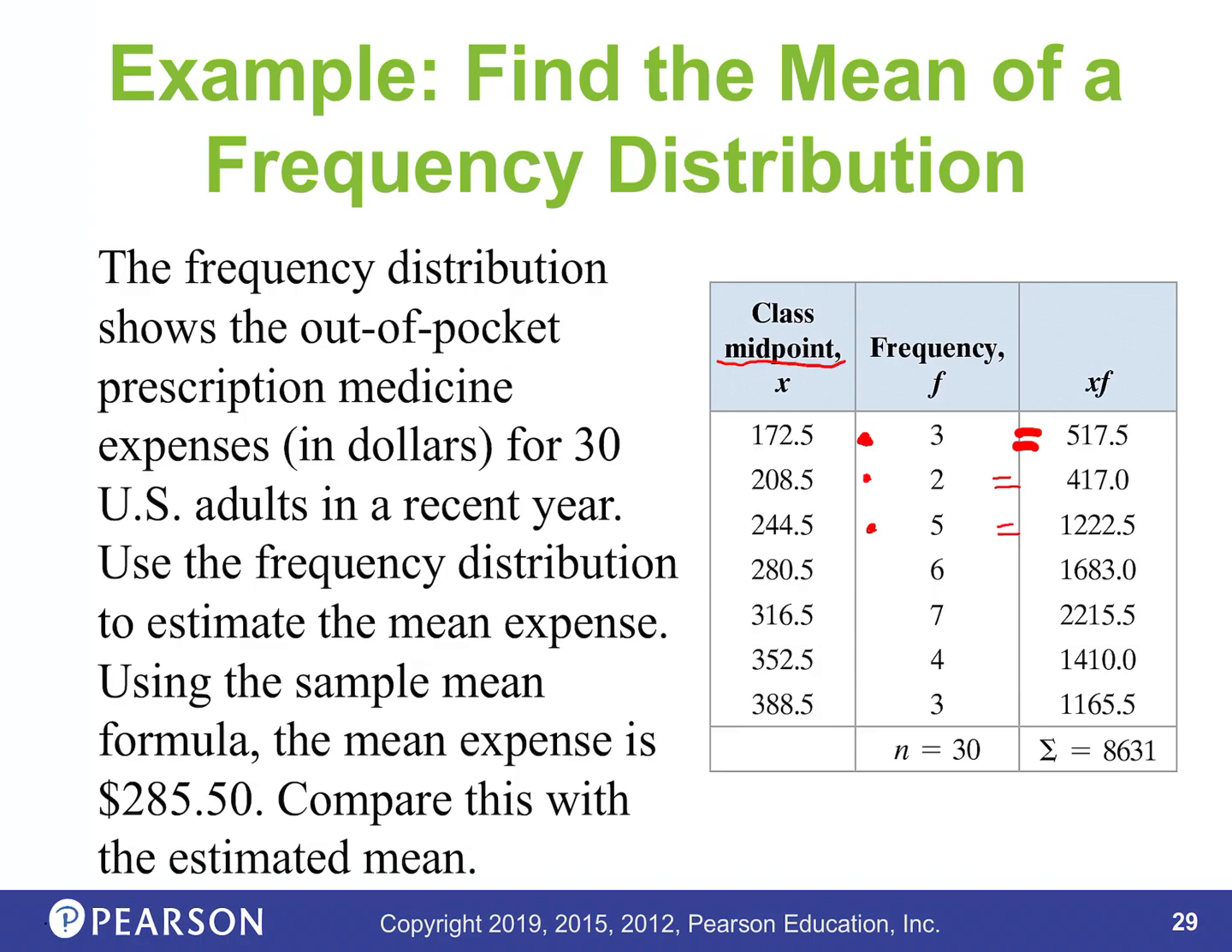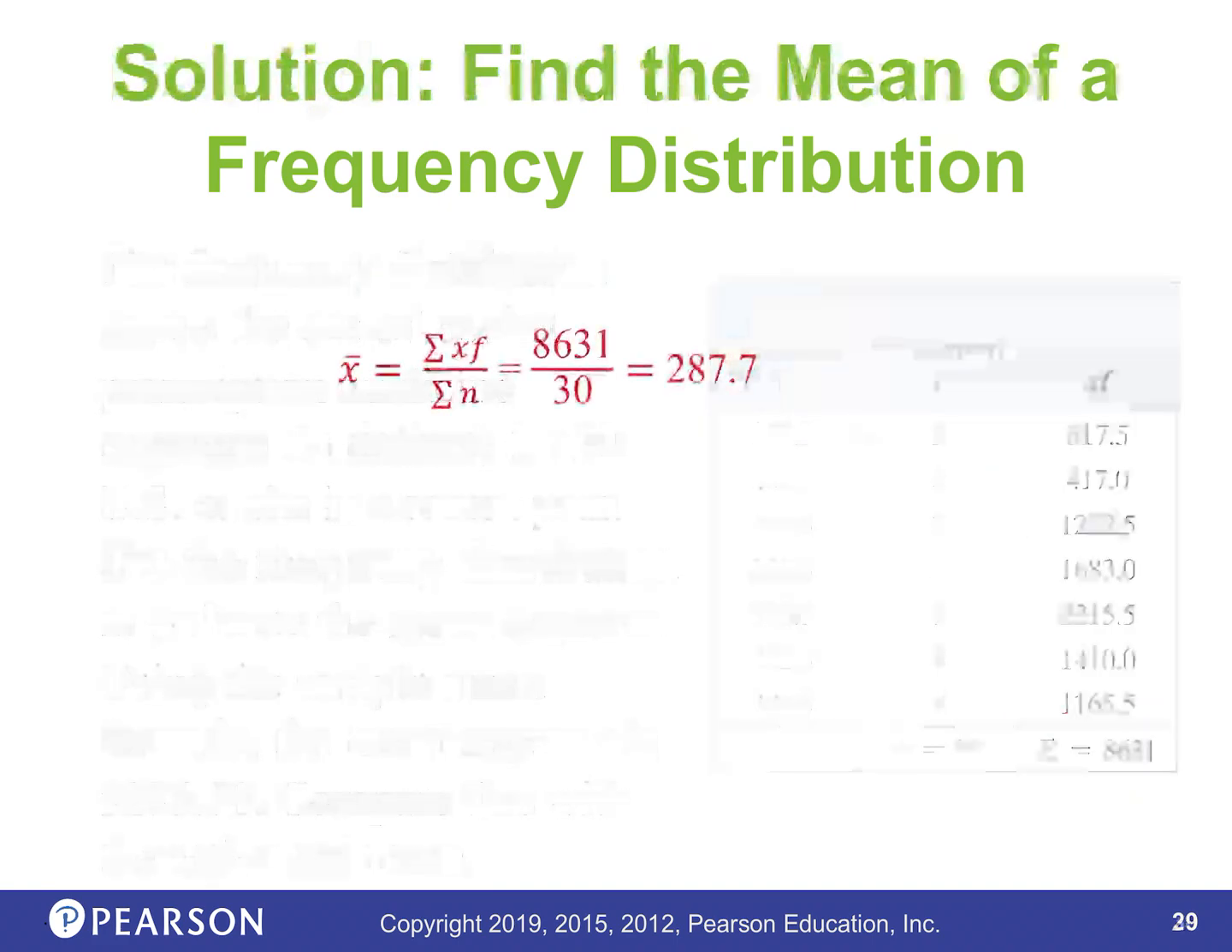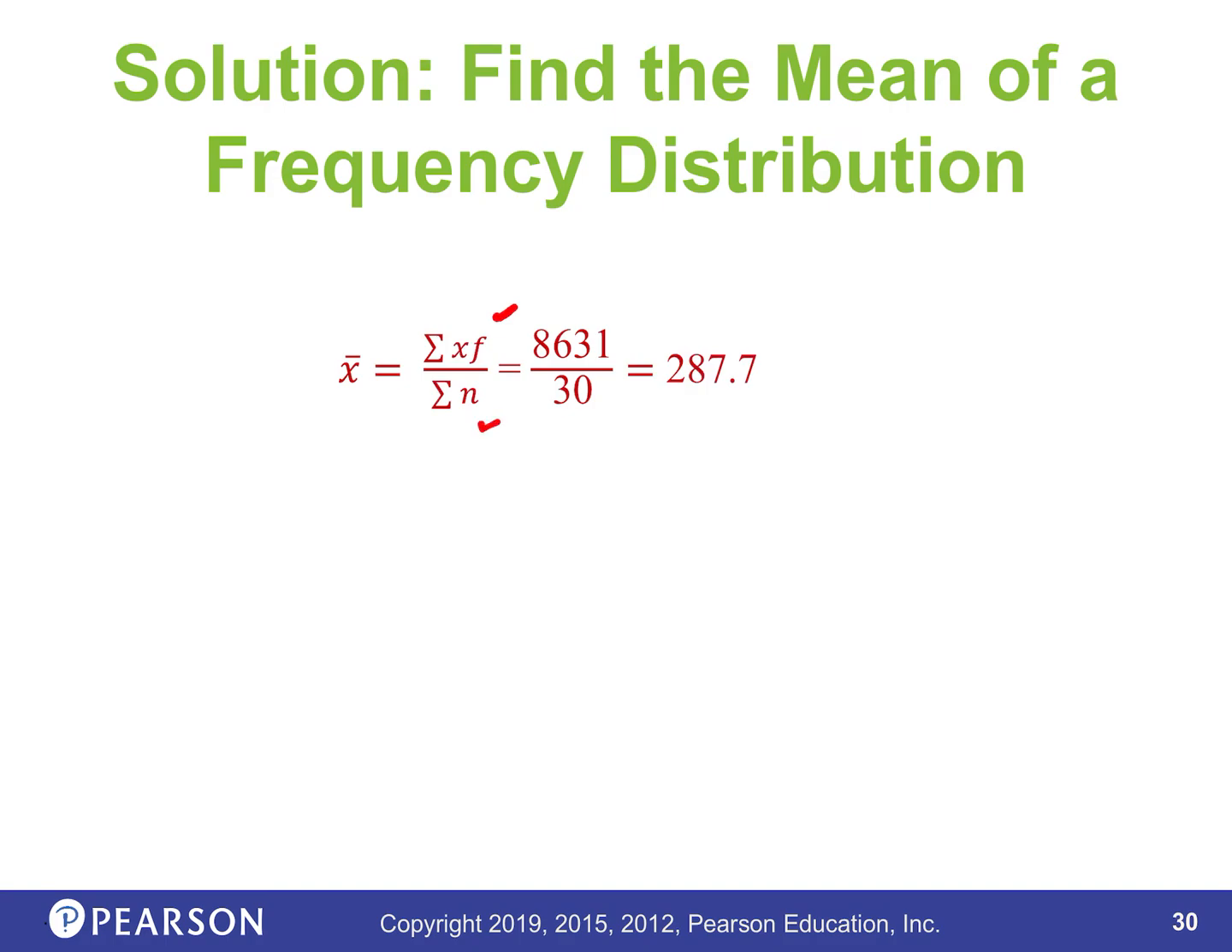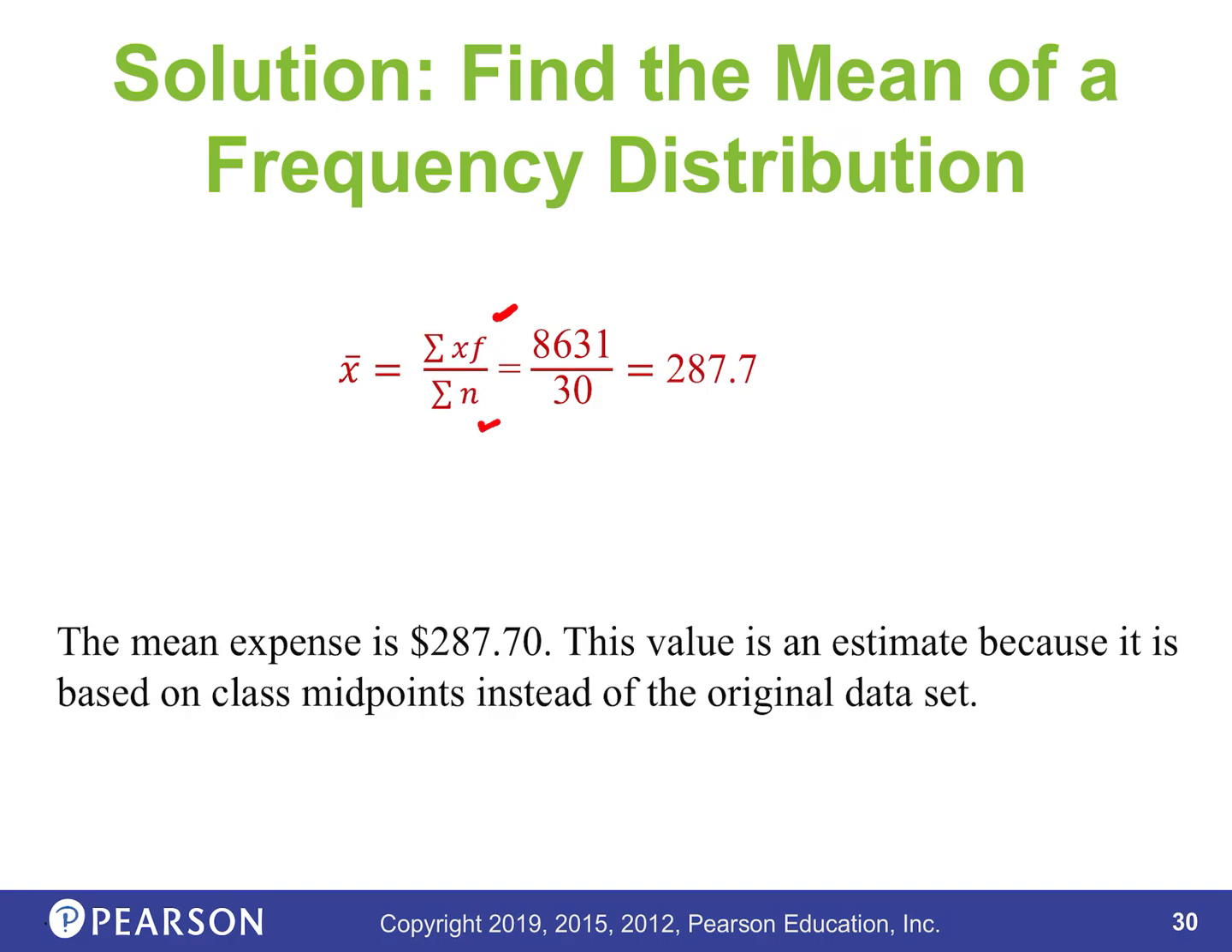When we add up our frequencies, we should get 30 because there are 30 data entries. And we add our multiplication part, where we multiplied x times f. Now, according to our formula, we take our multiplication portion and we divide it by our entries. So we get 287.7. The mean expense is 287.70. This value is an estimate because it is based on the class midpoints instead of the original data set.